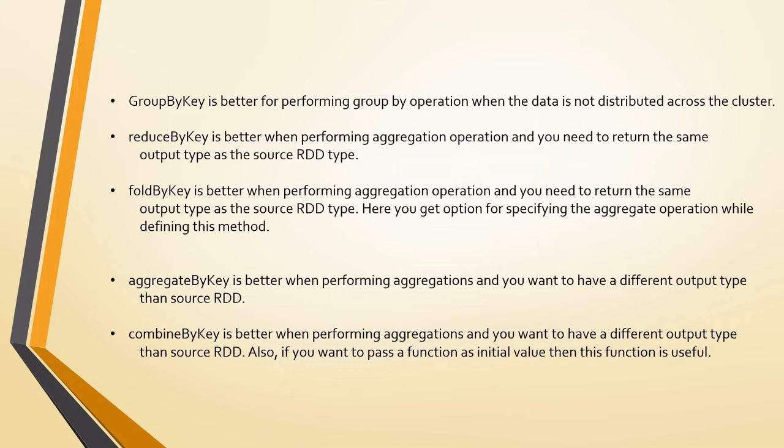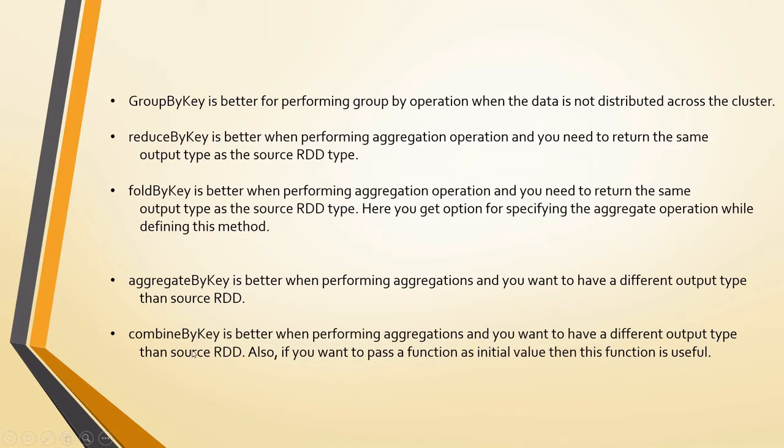Initial value means it can be 0 or 1 based on the sequence operation that we are going to mention. And in the sequence operation we will mention what function to be performed in each partition. Then the combiner operation, we will mention what needs to be done across the partitions. So those three parameters are mandatory in the aggregate by key.